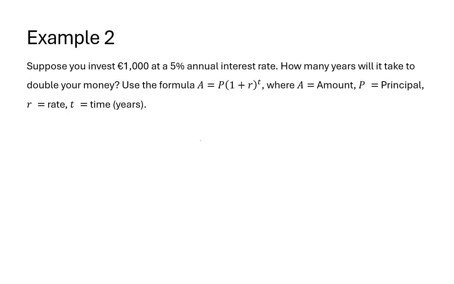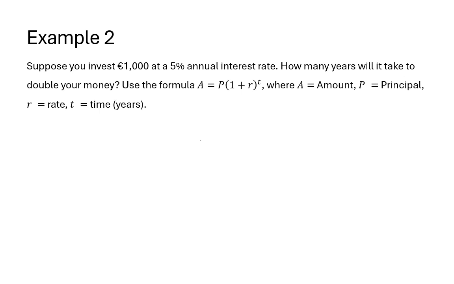So our question in this example is: suppose you want to invest 1,000 euros at 5% annual interest. How many years will it take for you to double your money? That is, you invest 1,000 euros and want to double it, that is to get 2,000 euros. Use the formula they gave us: A equals P(1 + R)^t, where A is amount, P is principal, R is rate, T is time. The first thing is to read the question.